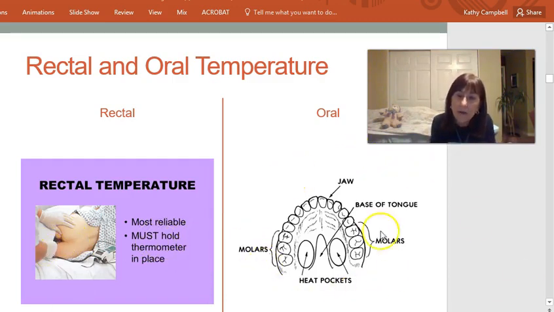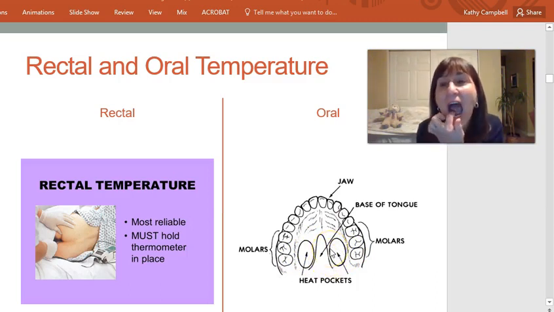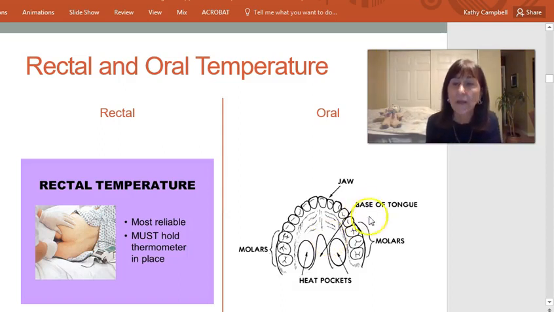If we're still taking an oral temperature in the mouth, you have to make sure, so that's the person's bottom jaw right here, that you put it way in the back to touch these heat pockets. Otherwise, here's the base of my mouth. I need to get it in way there and have them close their mouth.